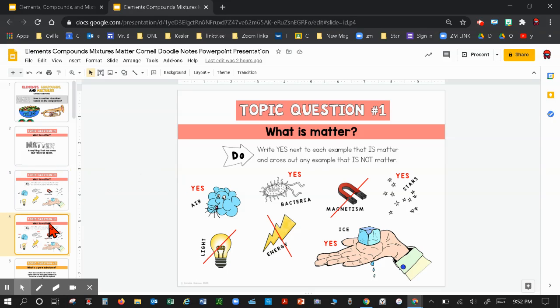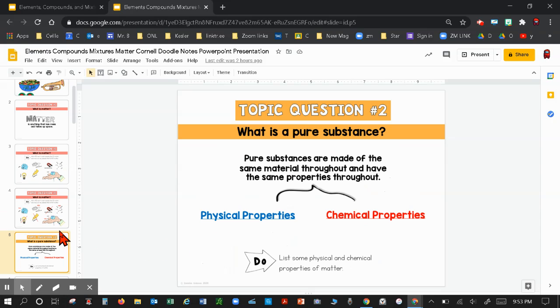Okay, so let's see how well you did. Air is matter. Yes, air is made of molecules and takes up space. It has mass. Bacteria, same thing, is matter. Magnetism is not matter. Stars, yes, they are matter. They're parts of hydrogen and helium burning bright in space. Gases that are being produced. Light itself is not matter. Electricity is not matter. And ice is matter. So let's take a look now at the next slide.